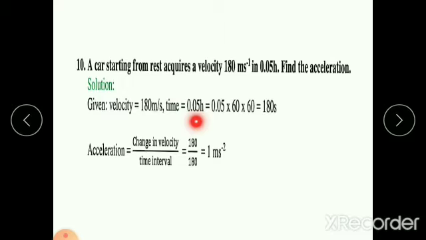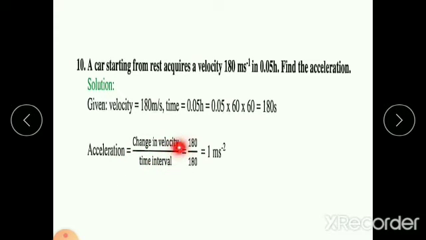You know how to convert hours to seconds, right? So 1 hour is equal to 60 minutes and 1 minute is equal to 60 seconds. 60 into 60, right? So 0.05 into 60 into 60 gives you 180 seconds. Now you have converted hours to seconds. Now what is the formula to find the acceleration? It is the rate of change of velocity, that is, change in velocity divided by time interval.